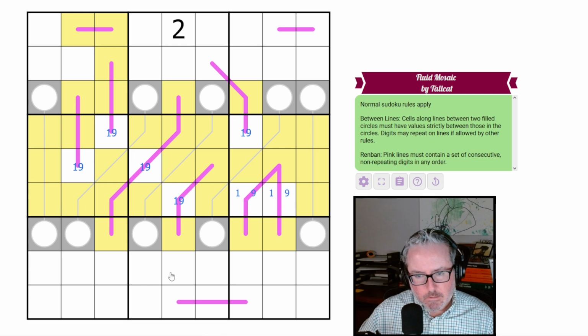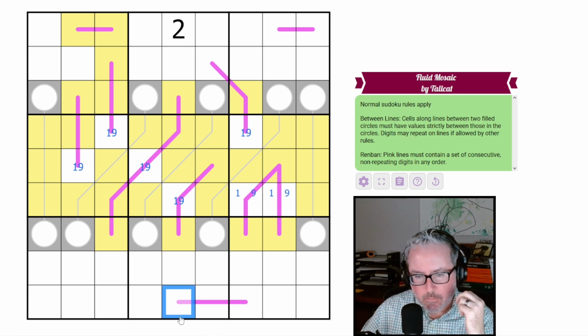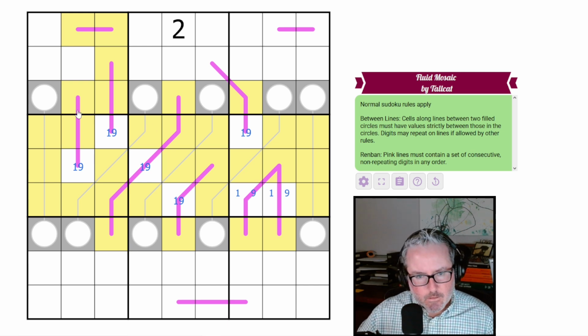Can this be a 1 or a 9? I think the answer is going to be yes. Because if this was a 9, this would be a 9. And that doesn't affect this in any way. Okay. There's something more going on that we can work out. I think we've started something here. It's just how the heck do we get further?